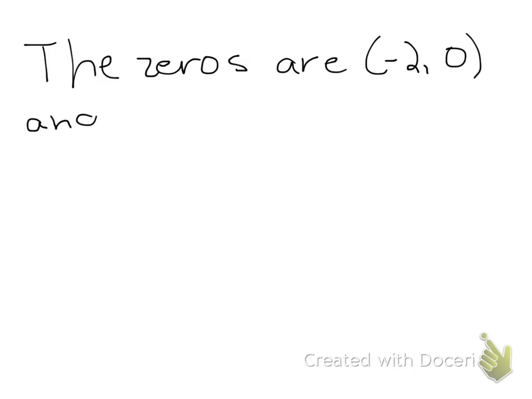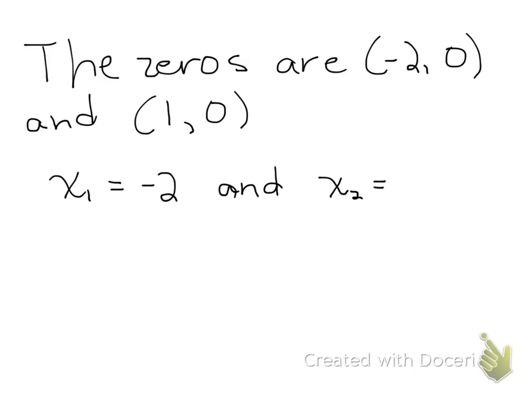So you would write an equation. The zeros are -2, 0 and 1, 0. You can also write it as x1 equals -2 and x2 equals 1. It's just important to have a concluding sentence.